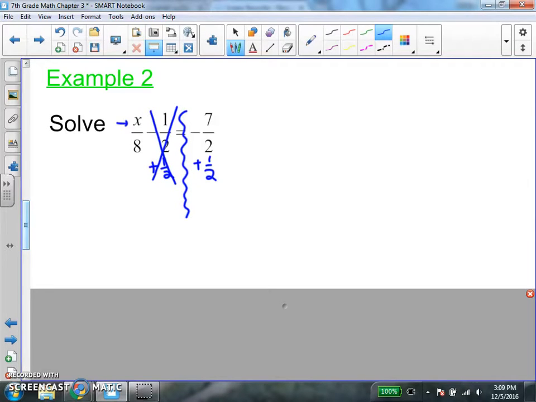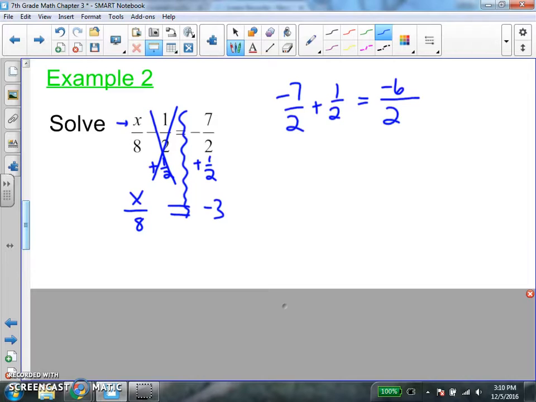And I'm left with x divided by 8 equals negative 7/2 plus 1/2. Negative 7/2 plus 1/2. I have a common denominator already. I'll keep it. And negative 7 plus 1 gives me negative 6. And negative 6 divided by 2 gives me negative 3. All that worked out really nice.